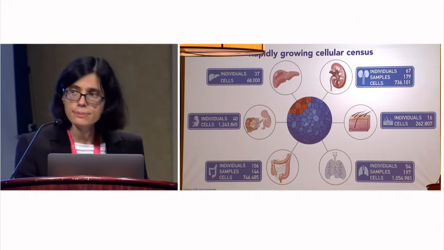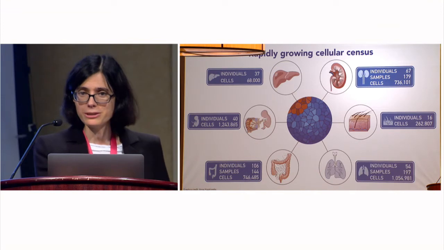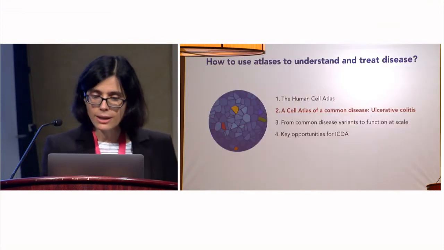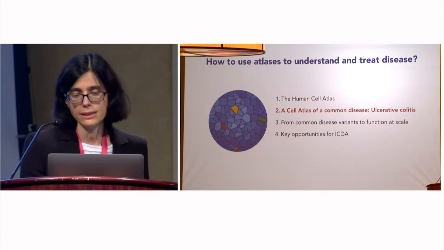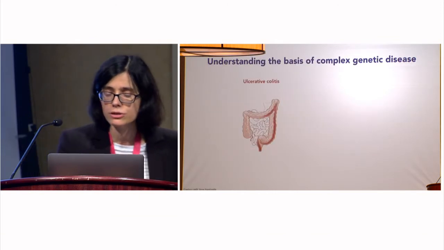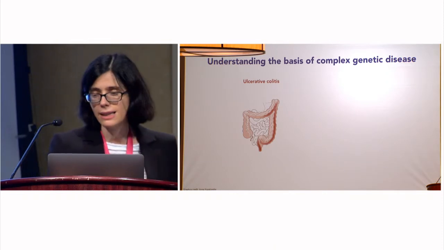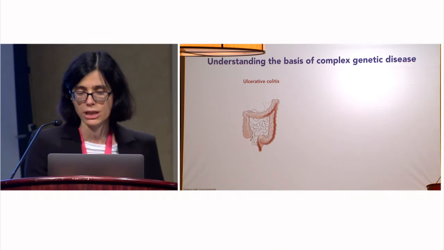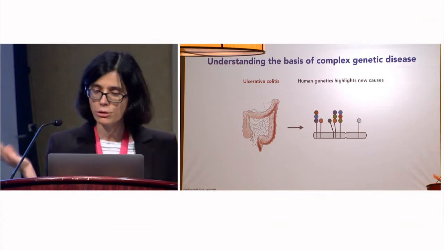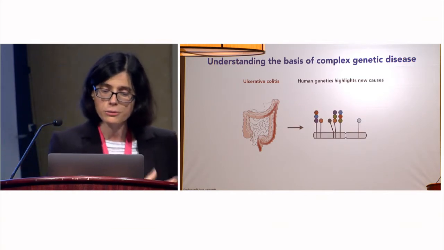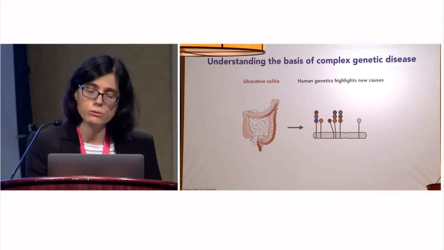And so for today's purpose, though, my goal is not to talk about HCA, but to really show how the power of HCA-like approaches can be applied in the context of common disease. And I'm going to focus on the example of ulcerative colitis, because ulcerative colitis is a form of inflammatory bowel disease, and IBD is really a poster child of human genetics. And this is where GWAS found hundreds of new risk variants that pointed us to new processes like autophagy and new pathways, and can ultimately lead to new therapeutics.